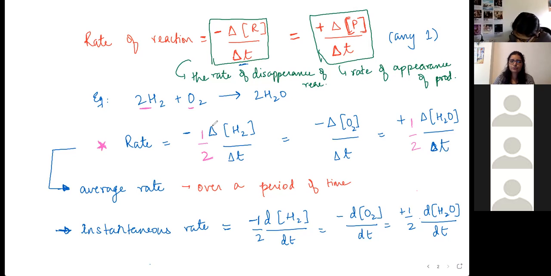So half into delta of H2 upon delta T, this value is the rate of disappearance of hydrogen. How fast is hydrogen disappearing as it's reacting with oxygen? How fast is oxygen disappearing as it's reacting with hydrogen? And this is how fast water is appearing as a result of that reaction. Okay, so this is what all of this means mathematically.